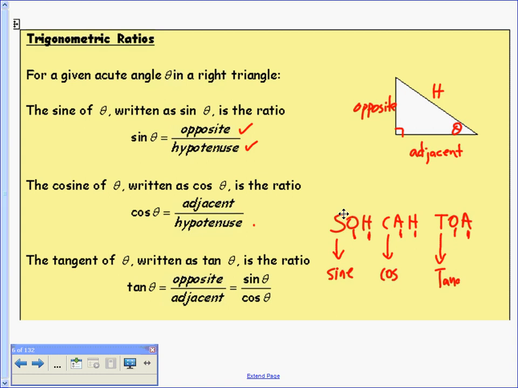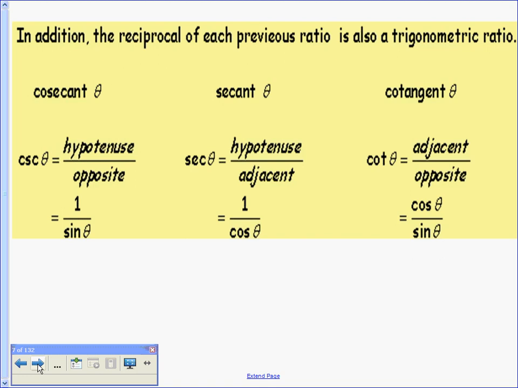Okay, now let's go through and look at the reciprocals of each one of those. Okay, cosecant and sine have a relationship, and the relationship is that cosecant of theta is equal to 1 over the sine of theta. So what that means is, how sine theta was opposite over the hypotenuse, you take this ratio and you flip it over, so it's hypotenuse over the opposite side.